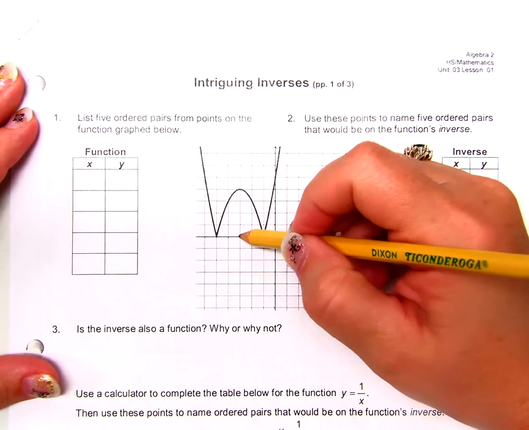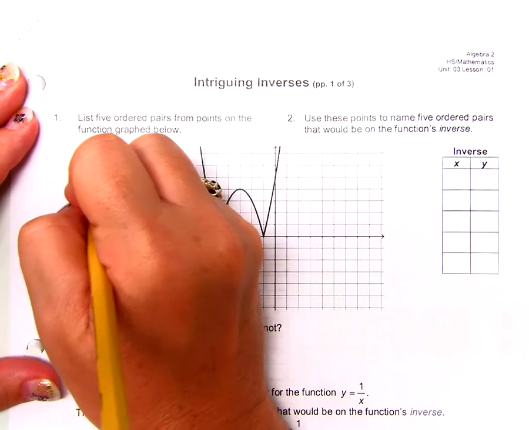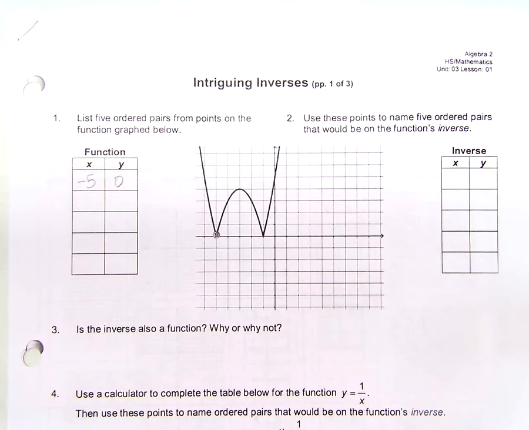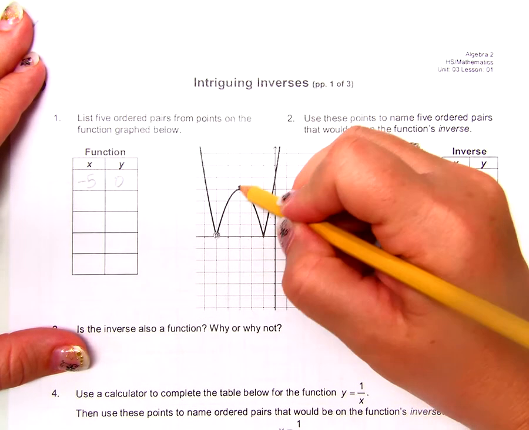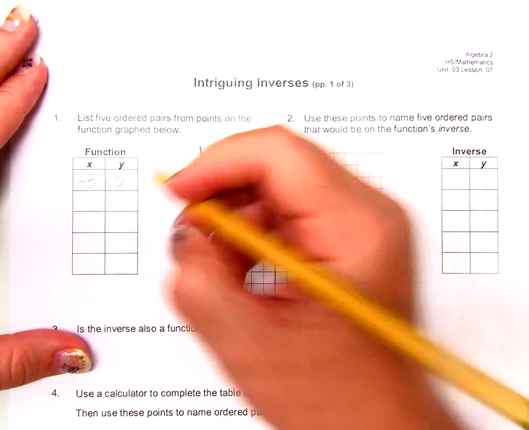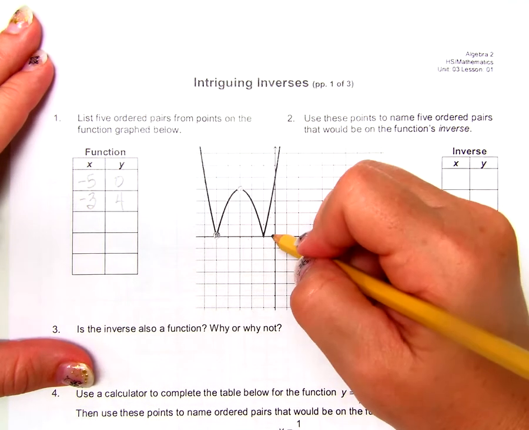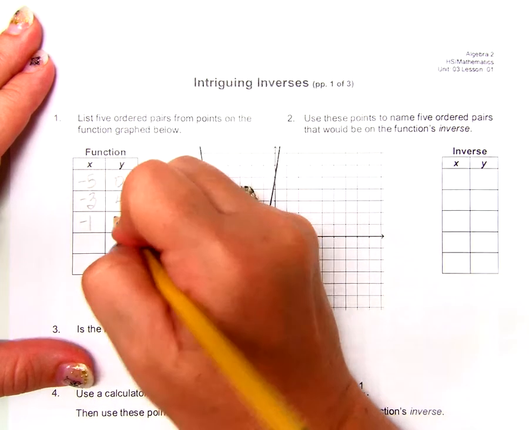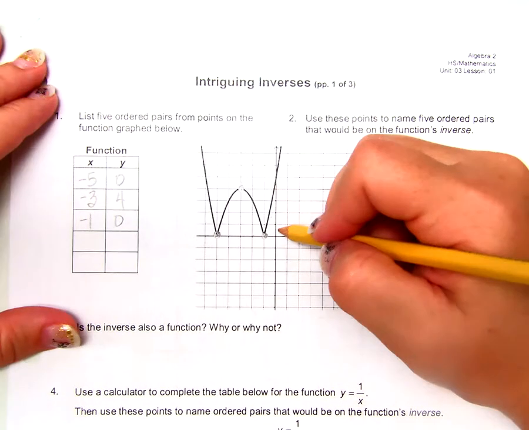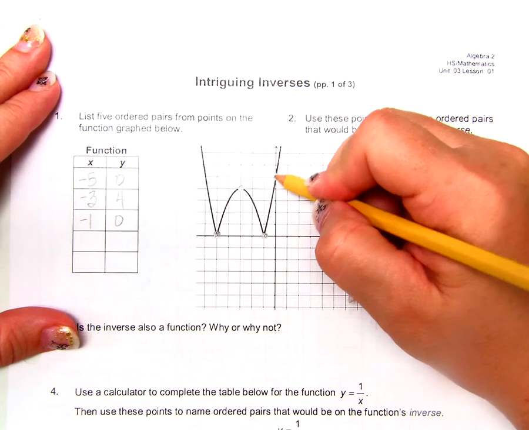So where is, in your opinion, an important point? 1, 2, 3, 4, 5. Negative 5, 0. Is that an important point? Then I'm going to put it in my table. Negative 3, 4. Negative 1, 0. 0, 5 would be a good one.